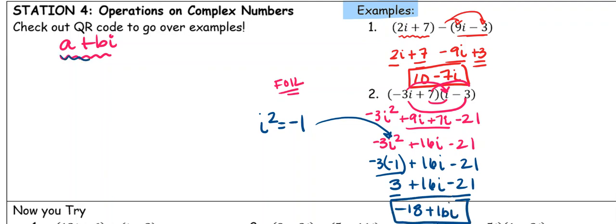And now I do have two terms. So why don't you try the rest of the problems in station 4?